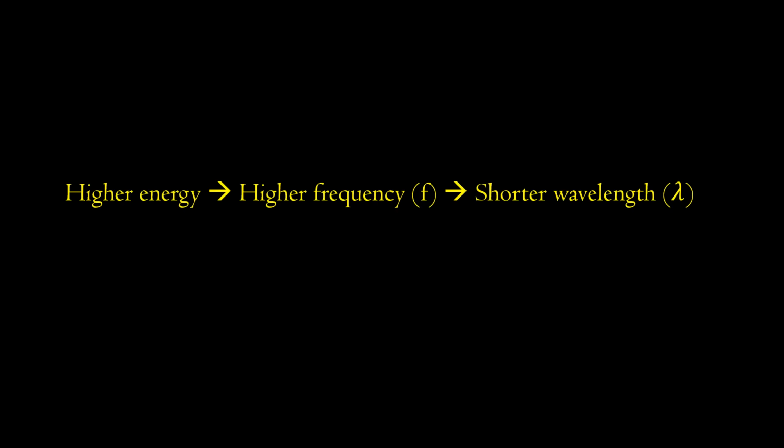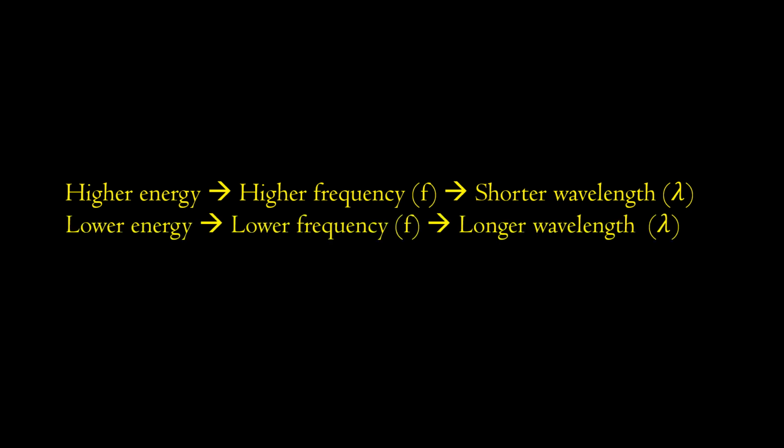The energy of electromagnetic radiation is directly proportional to its frequency and is inversely proportional to its wavelength. This means the higher the energy, the higher the frequency, but the shorter the wavelength. The lower the energy, the lower the frequency, but the longer the wavelength. Next, we are going to talk about the different types of electromagnetic radiation separately, starting with gamma rays, which have the highest energy, and ending with radio waves, which have the lowest energy.